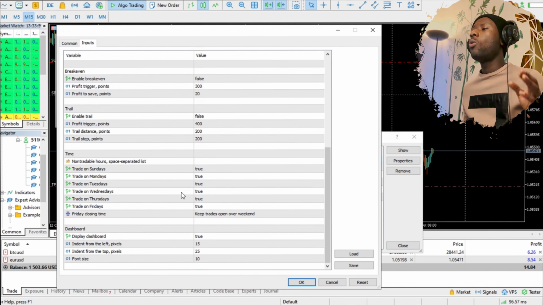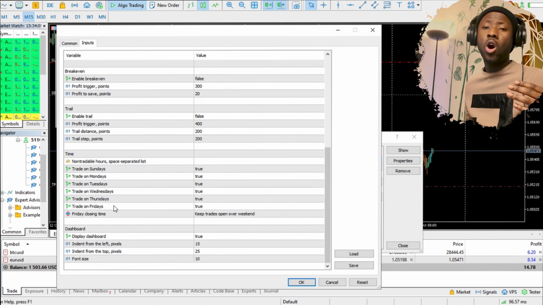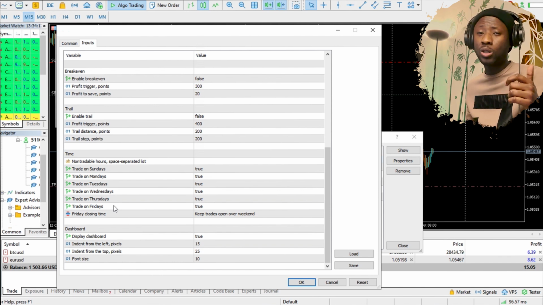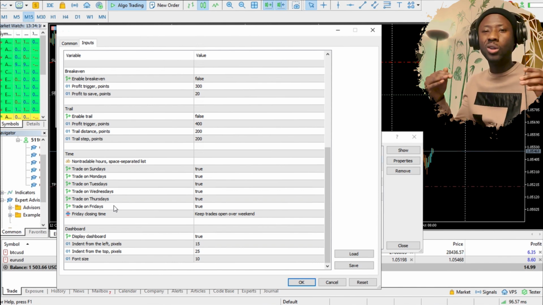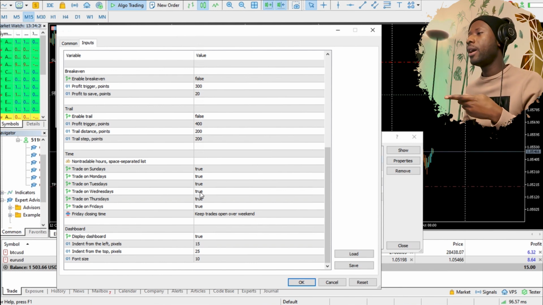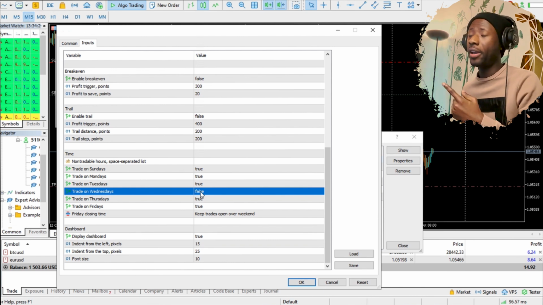Sometimes it could, sometimes no. When does this parameter come in handy? This parameter comes in handy when, let's say, you don't want your robot to trade on Wednesday because maybe the news is released, so the market could go against you. So you don't want your robot to take a trade on Wednesday. Then you will come here, activate it and set it to false. Okay, so on Wednesday your robot won't take a trade.